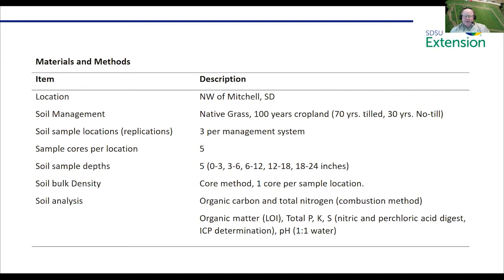The soil analysis that we did on those samples, of course, is organic carbon and total nitrogen with the combustion method. And then we also measured organic matter by loss on ignition, and total phosphorus, potassium, and sulfur. They were measured by the nitric and perchloric acid digest. And then we also measured pH.